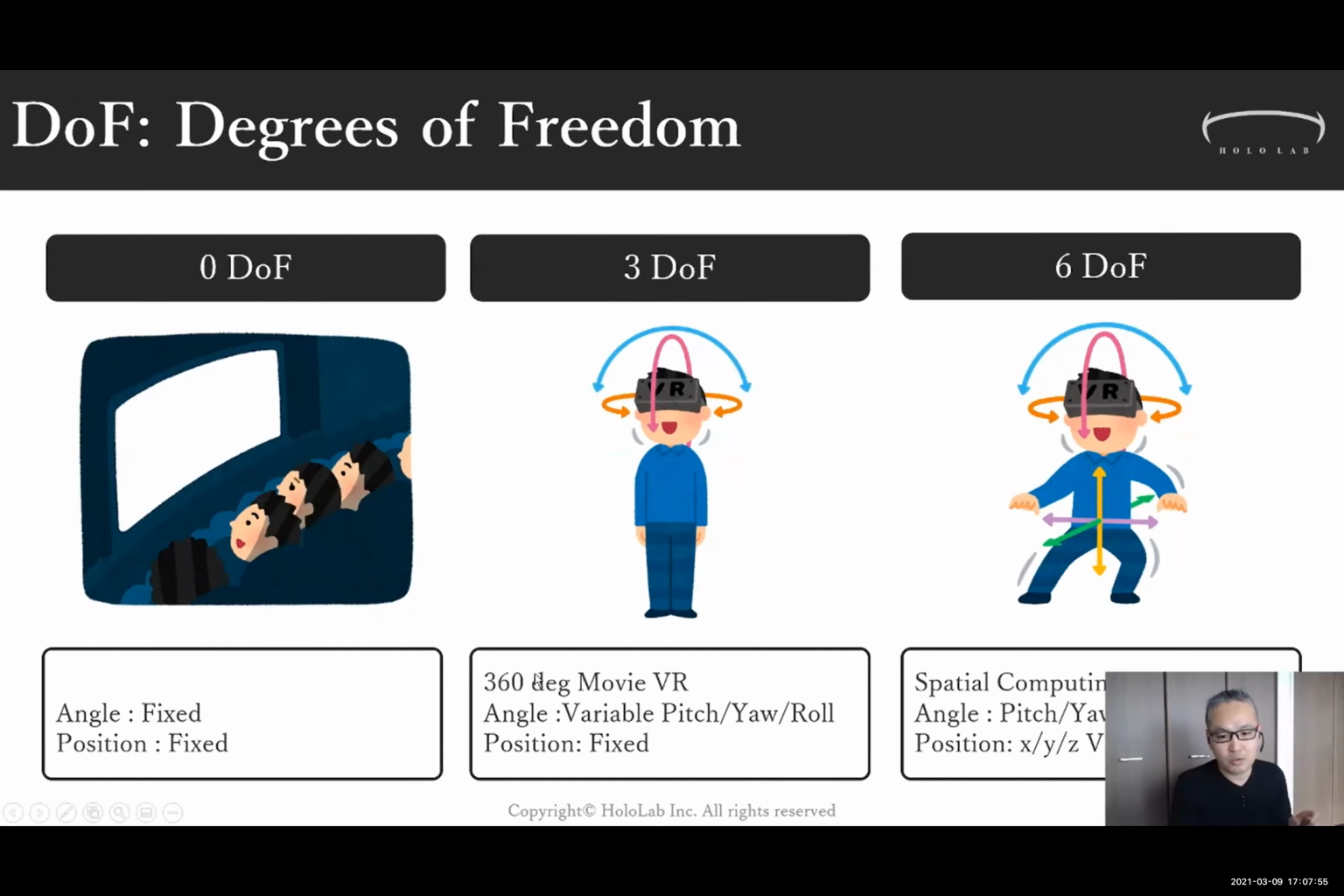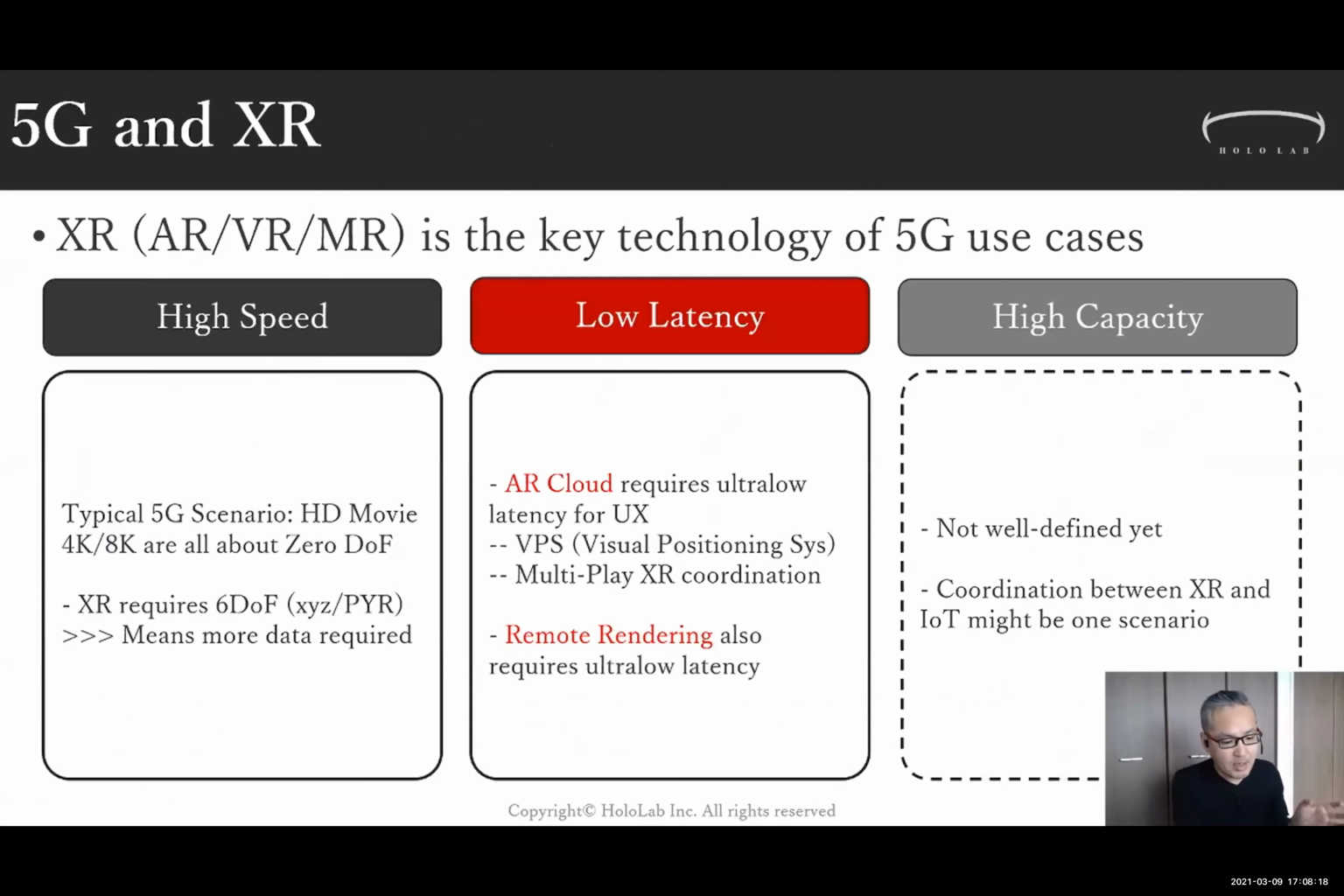But we also have the 360-degree movie VR, where the angle is variable, pitch, yaw, roll, 3 degrees, but the position is fixed. In spatial computing, we also have freedom for position, the X, Y, Z axes. 3 more degrees of freedom means 6 degrees of freedom. This leads to higher bandwidth, and high speed is necessary for the communication. Next step, low latency.